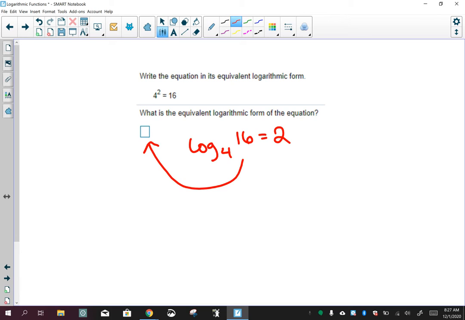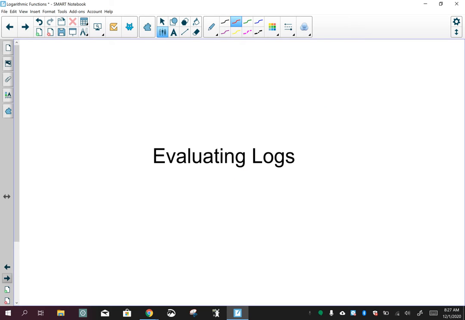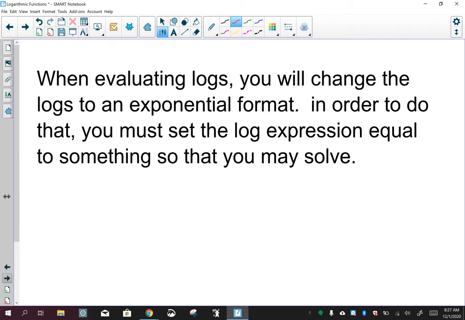All right. So that's the first part of your homework that you're going to wind up seeing, is going back and forth between all this. So now let's talk a little bit about evaluating. What's going to happen is they're going to give you a logarithmic expression and say, hey, I need you to solve this for me. The thing is, though, it's not equal to anything. So what you have to do is go in and set the log expression equal to something. So your x, a y, your favorite letter, whatever it is, and you just set your logarithmic expression equal to that, and then you rewrite it to exponential format and solve.